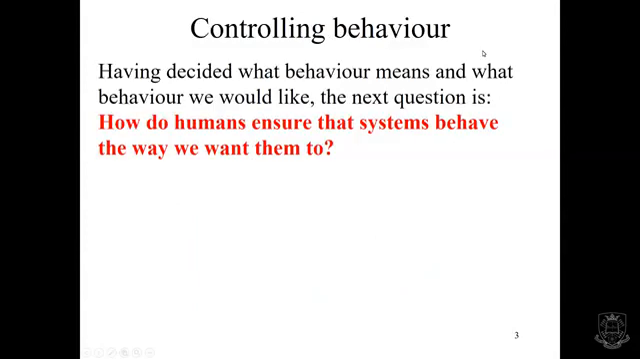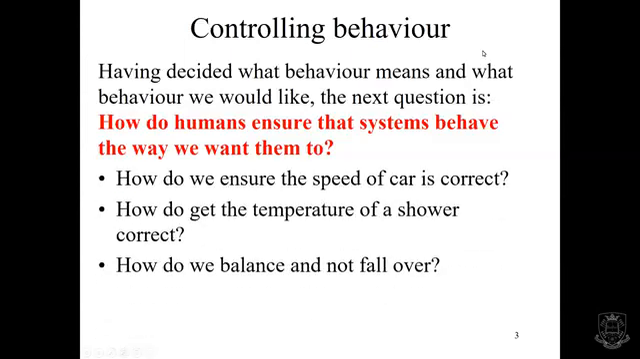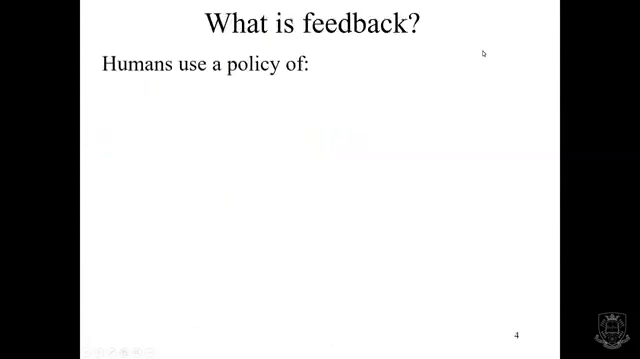Having decided what behaviour means and what behaviour we would like, the next question is, how do humans ensure that systems behave the way we want them to? How do we ensure the speed of a car is correct? How do we get the temperature of a shower correct? How do we balance while walking and not fall over? So we use this concept called feedback. Here we're going to introduce how we do it.